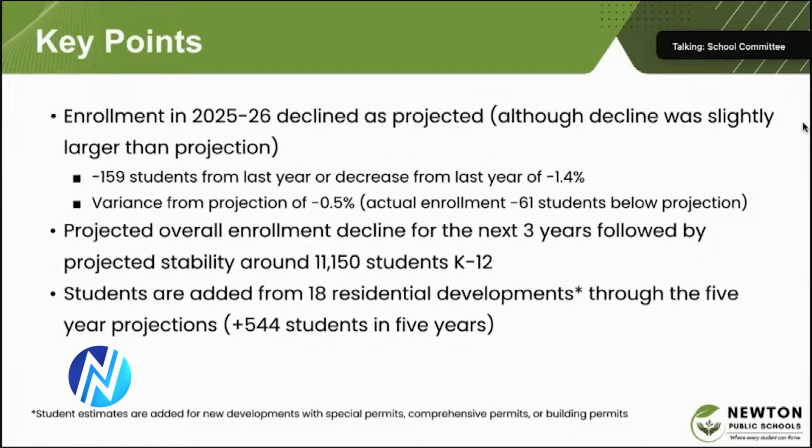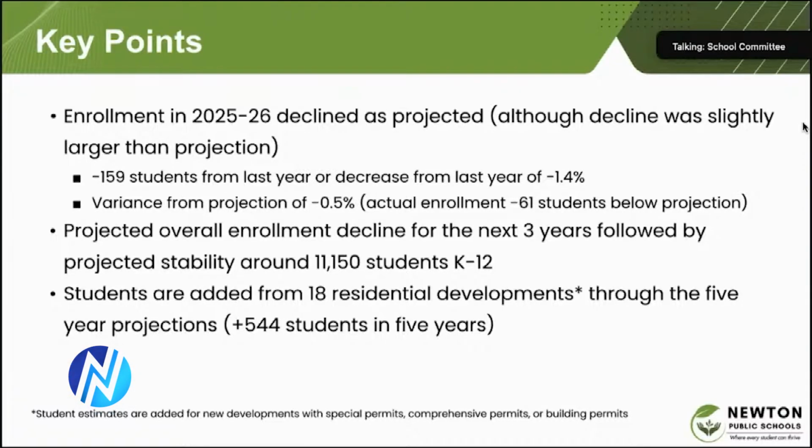So some of the key points that come out of this year's report, we'll look first at this year's enrollment. In the fall, I did a preliminary enrollment report, when we were still finalizing enrollment numbers. So this report shows the final enrollment numbers as of October 1st, as we report to the state. Enrollment this school year declined as projected in Newton, although the actual decline that we saw was slightly larger than what we projected last winter.